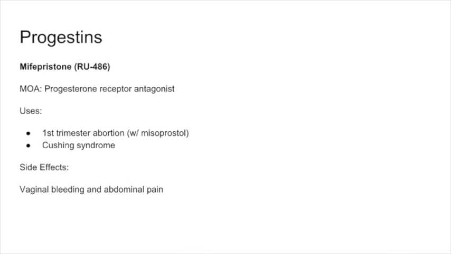One of the specific ones you do want to know is mifepristone, or RU486. It is a progesterone receptor antagonist, which is primarily used for first trimester abortions with our prostaglandin misoprostol. It can also be used for Cushing's syndrome. Side effects primarily include vaginal bleeding and abdominal pain. Obviously, if we're giving this for a first trimester abortion, we're going to be antagonizing our progesterone receptor, leading to the shedding of the endometrial lining and some abdominal pain.